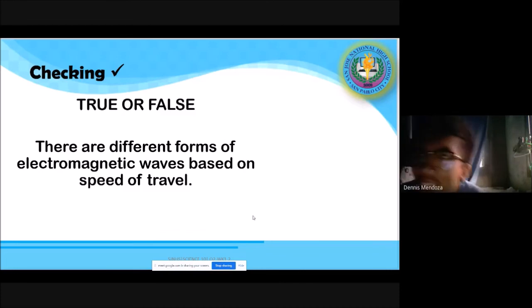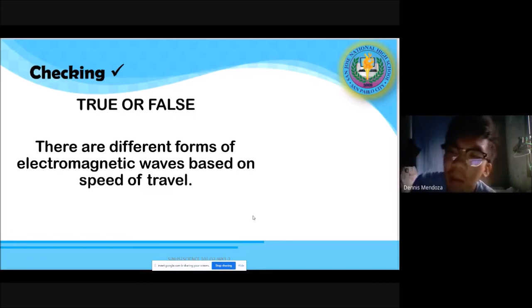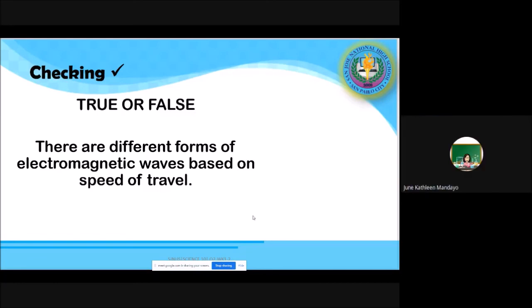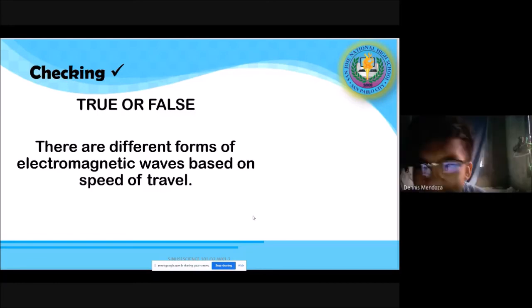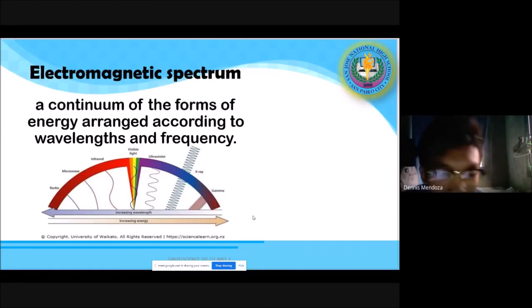3.0 times 10 to the 8 meters per second. Correct. But the question is, would that be the same for all forms? It would be the same for all. In that case, the forms do not differ in speed, because the speed is constant, as we said earlier.